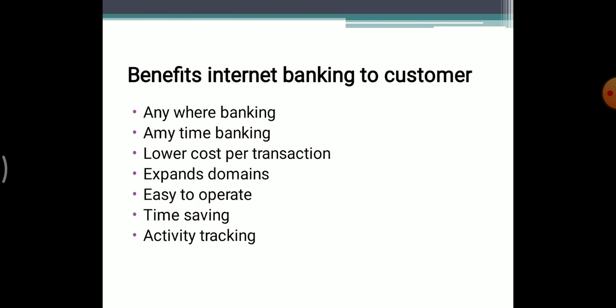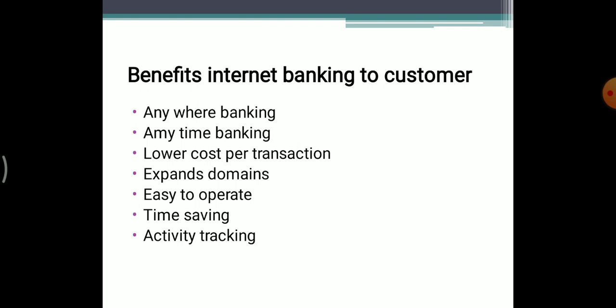And next, fourth one is expanded domain. So net banking expands the domain of access of banking services. So traditionally in banking systems, geographical distance could hamper certain banking transactions. So with internet banking, the geographical barrier is reduced.